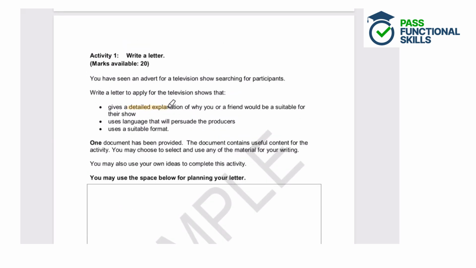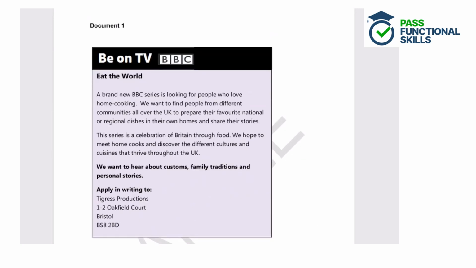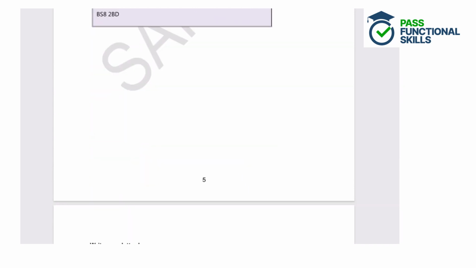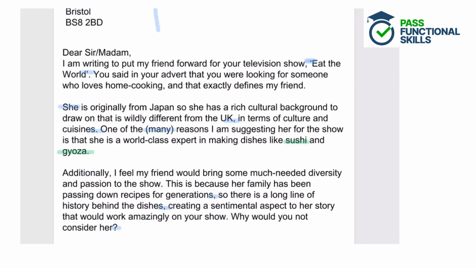So we need a detailed explanation of why a friend would be suitable for the show. We need to use language that is persuasive, and we need to use a suitable format. So we want to provide a detailed explanation, reasons why they will be suitable for the show. And we're looking for people that can share their stories and prepare these dishes. So they have to be good at cooking and good at storytelling. And they want to discover different cultures and cuisines. So it's a good idea to try and focus on someone that comes from an interesting culture and will be able to cook a range of cuisines.